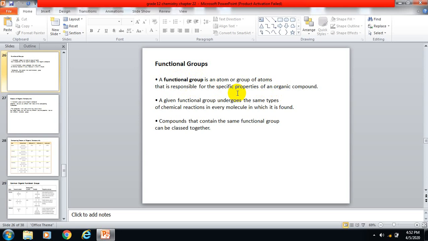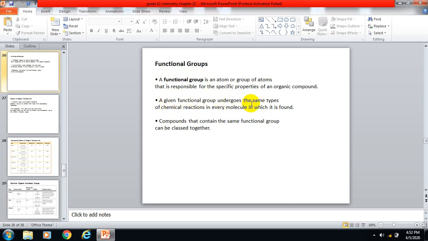Understand? For example, we are studying methane; replacing the A-N-E ending with Y-L will give us what? Methyl. So methane has a different property and methyl has a different property as well. So the advantage of the functional group is that it can change the specific properties of that substance.